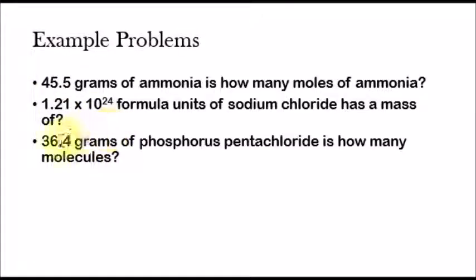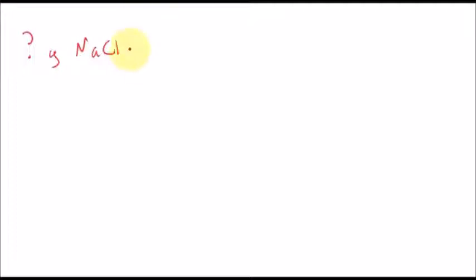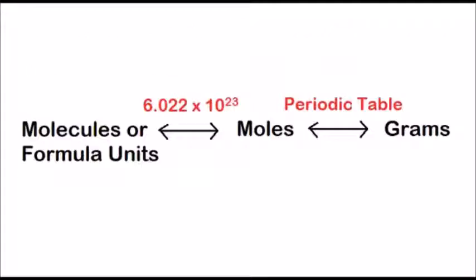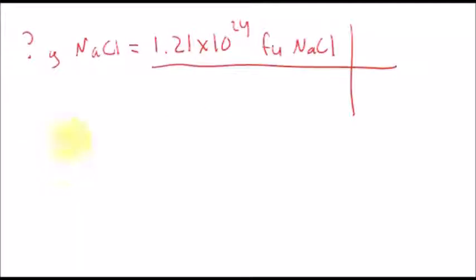So mass of sodium chloride, and we're given 1.21 times 10 to the 24th formula units of sodium chloride. Okay, so that's what we're given. Oh, I didn't use the previous chart, the chart here, for the first, but we can look here. So we're trying to get from, if you look here, formula units to grams.